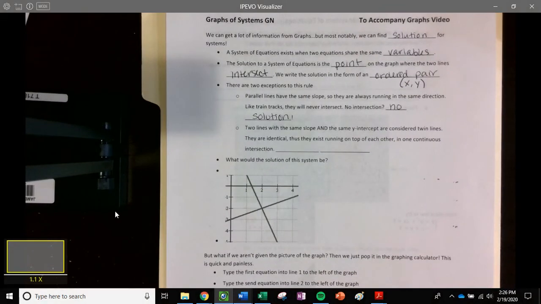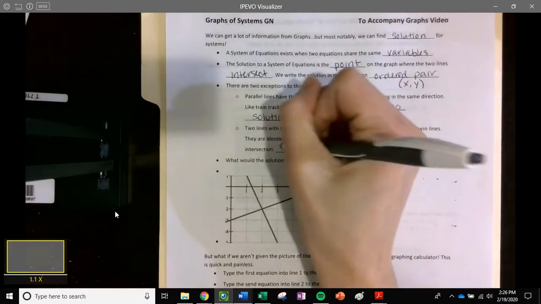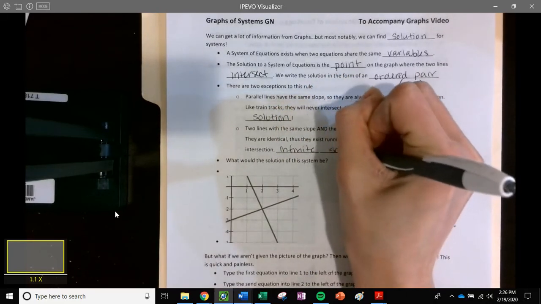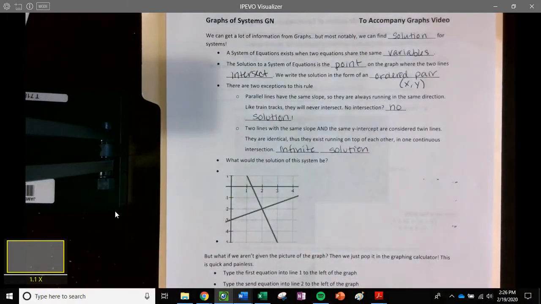Two lines with the same slope and the same y-intercept are considered twin lines. They are identical and exist on top of each other in one continuous intersection. So if parallel lines meant no solution, twin lines, or the same lines, means infinite solutions. You could put any number in for the variables in those systems and it would make the system true.